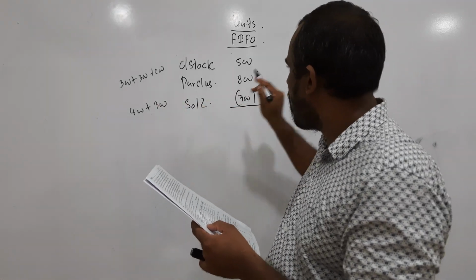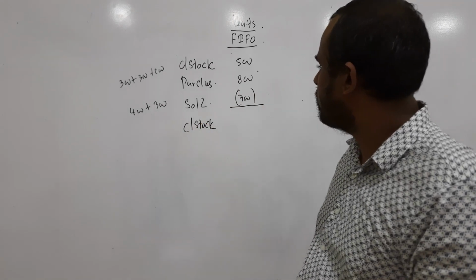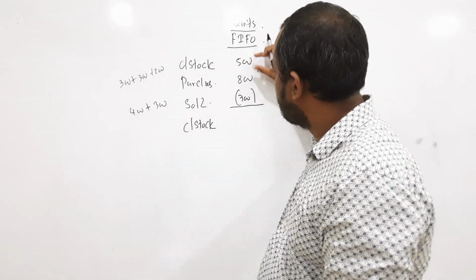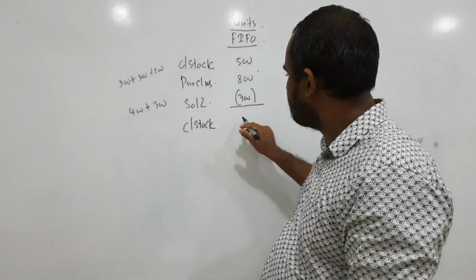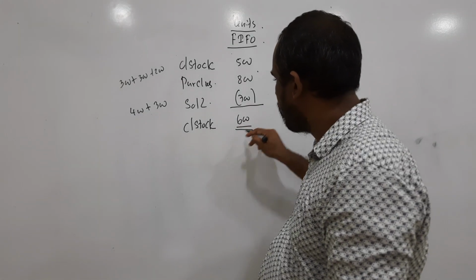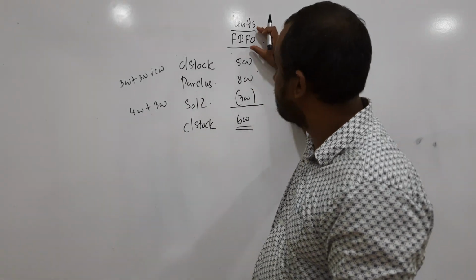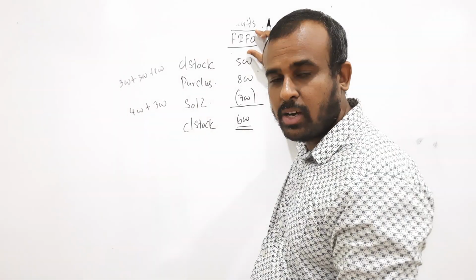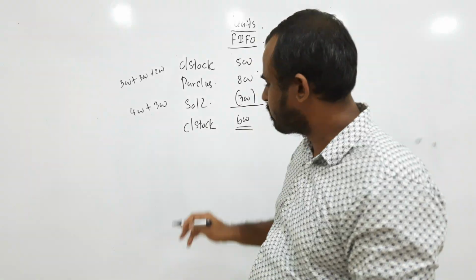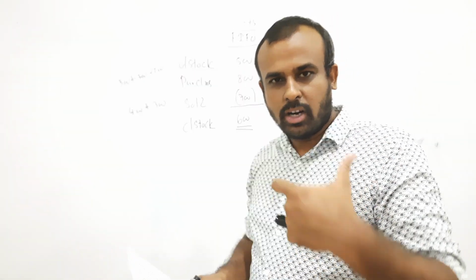So then how many units will be available in your closing stock? You had 500 units, then you purchased 800 units during the month, so altogether 1300, minus 700. Your closing stock would consist of how many units? 600 units. Now, this 600 has to be valued based on the first in first out assumption. You know that under the first in first out method, your assumption is that whatever inventory you get first will be issued first.